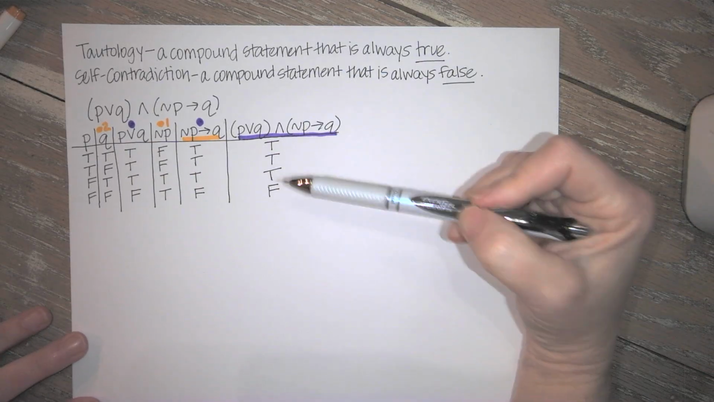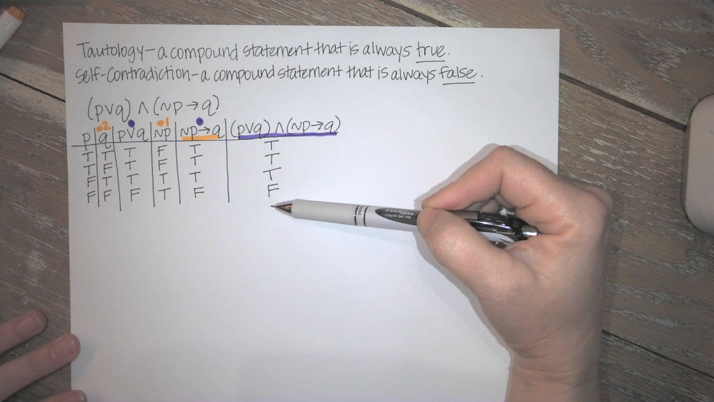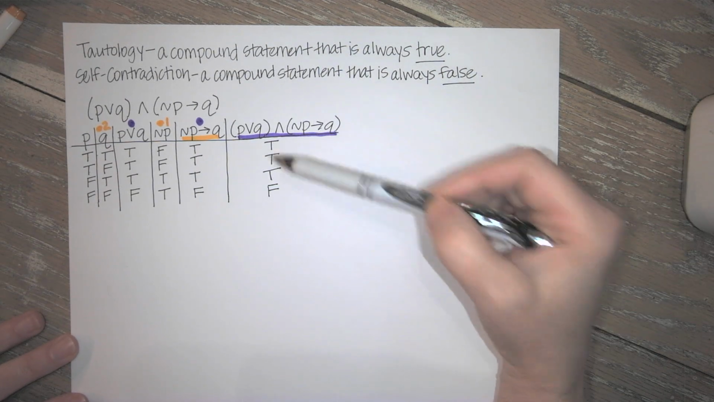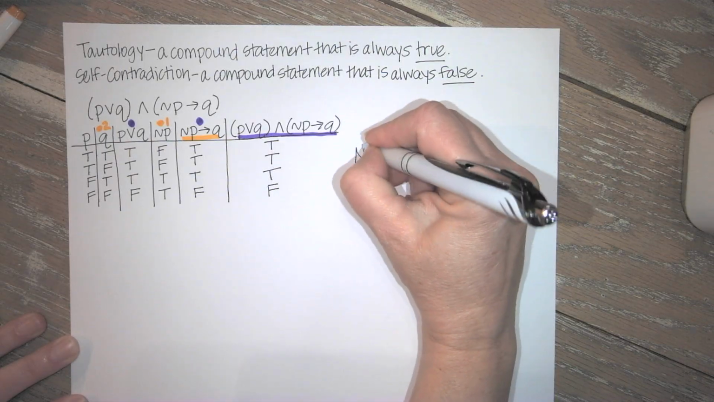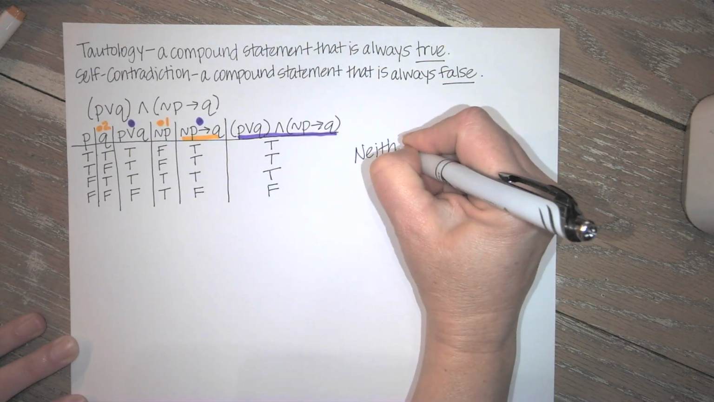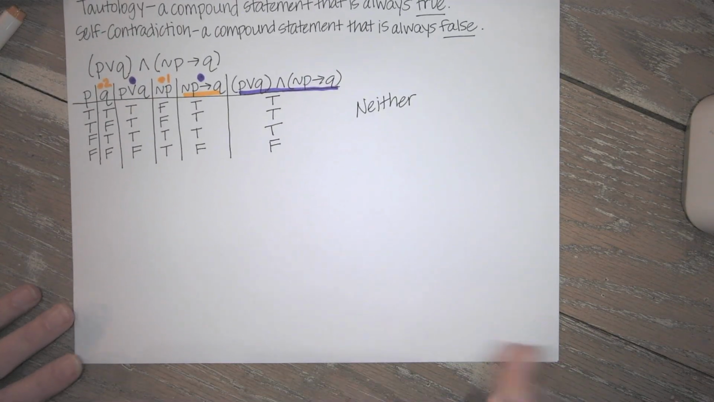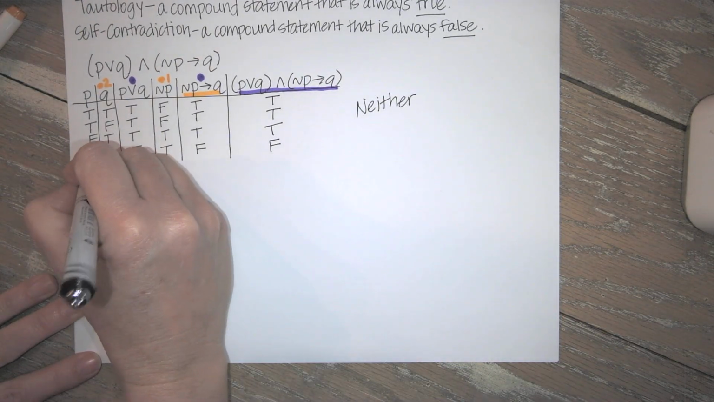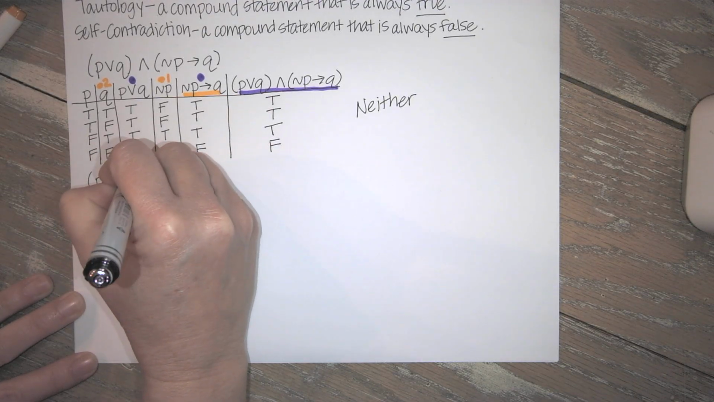So when we look at this final column, we see that they're not all true, so it's not a tautology. They're not all false, so it's not a self-contradiction. So this statement is actually neither of those. Okay, let's try another.